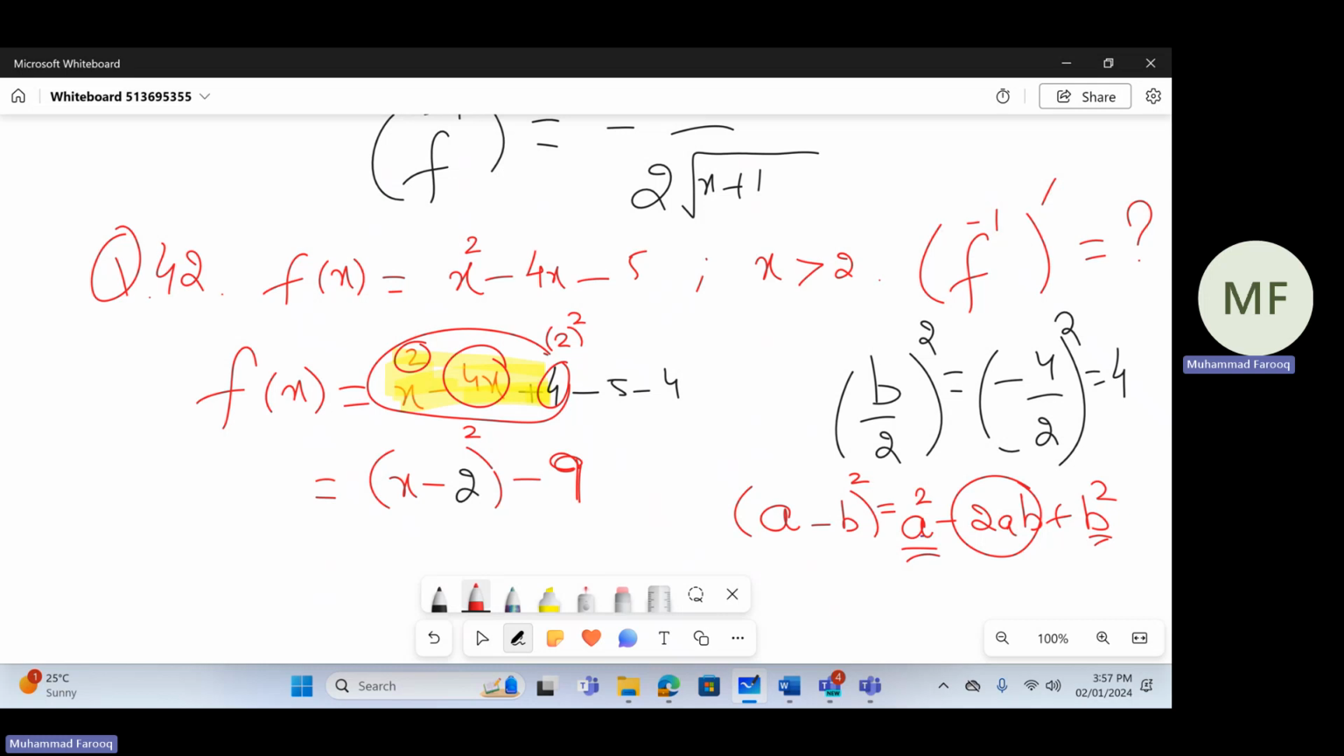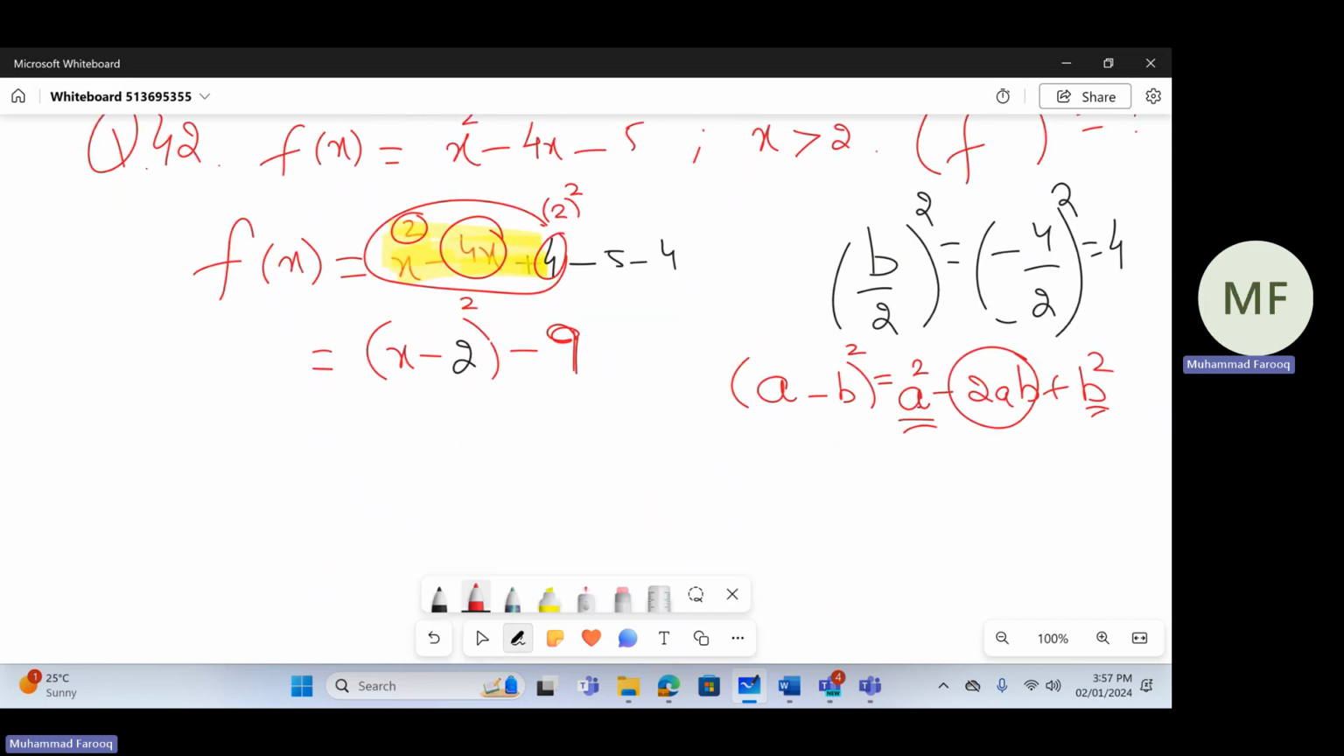You can check. Look at here, please. This one, (x − 2)², please expand by this rule. A square means x² minus 2 times a times b, where my a is x and my b is 2. Understand? Then plus b square means 2².